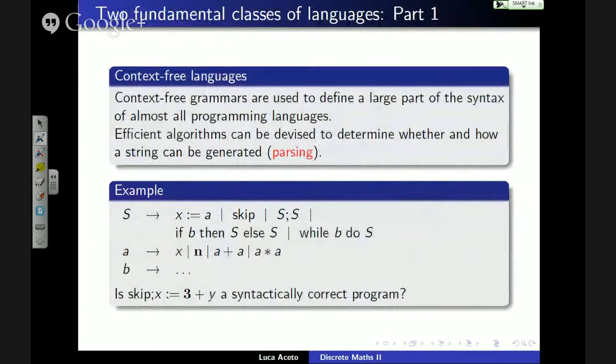Context-free grammars are fundamental because they are the grammars that people use to describe a large part of the syntax of programming languages. Not all of the constraints of the syntax of a programming language can be described using a context-free grammar. For instance, you cannot make sure that variables are declared before they are used. That's a constraint that you have in many languages, but it cannot be described using a context-free grammar. But most of the syntax of a language is specified using such grammars.